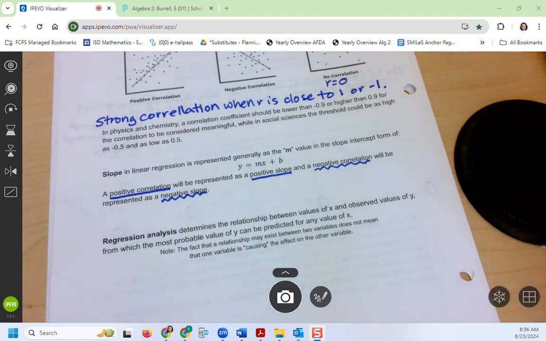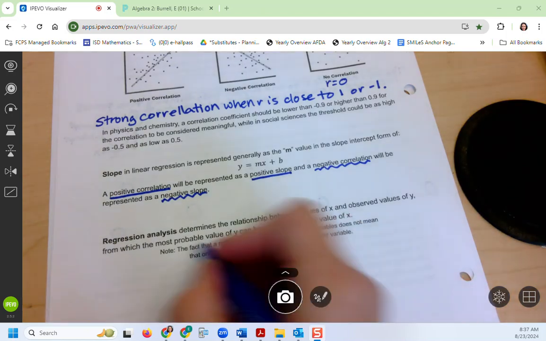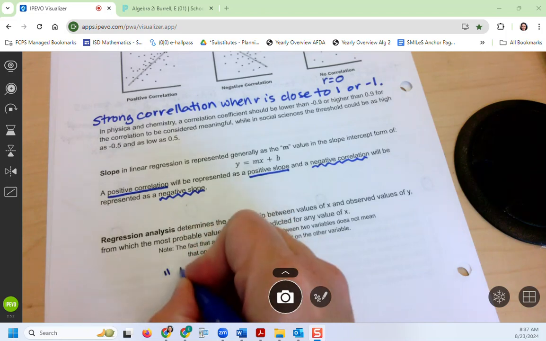All right, and then the thing that we're going to do today on Desmos is called regression analysis. So it sounds fancy, right? But we're just going to be using Desmos. Regression analysis determines the relationship between the values of x and the observed values of y, from which the most probable value of y can be predicted for any value of x. And then this last note is saying just because two things are related does not mean that one causes the other.